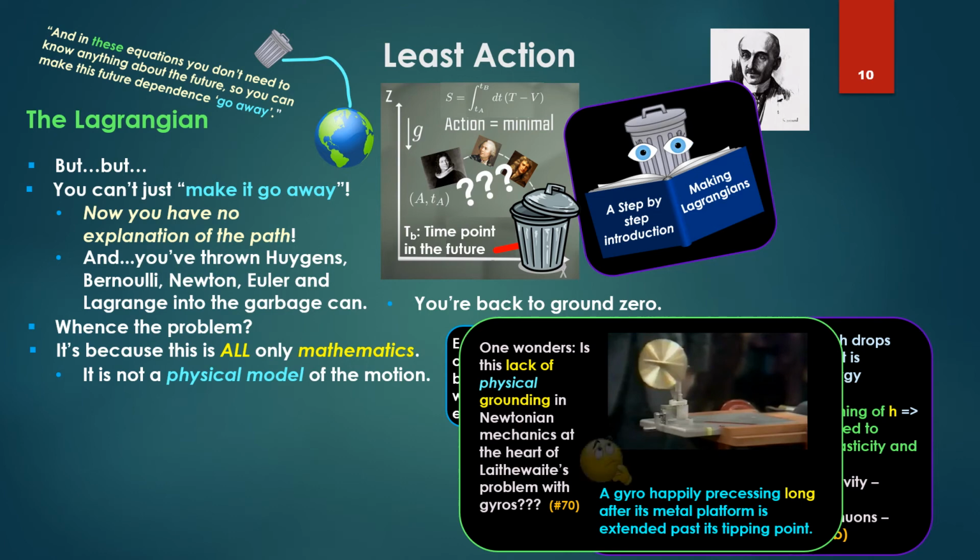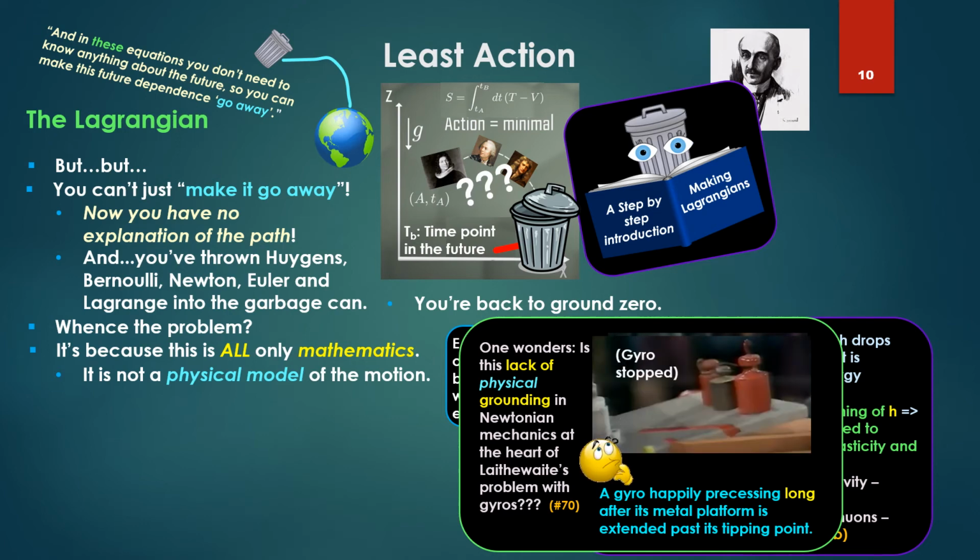In fact, I can't quite resist this because I'm just simply not comfortable with this phenomenon. Because one wonders, is this lack of physical grounding in Newtonian mechanics itself at the heart of Laithwaite's problem with gyros? Remember the gyro happily precessing long after its metal platform is extended past its tipping point. Stop the gyro, and we see all the weight that would have been necessary to balance it. Laithwaite was driving toward this difficulty. There's something not grounded in Newtonian mechanics.